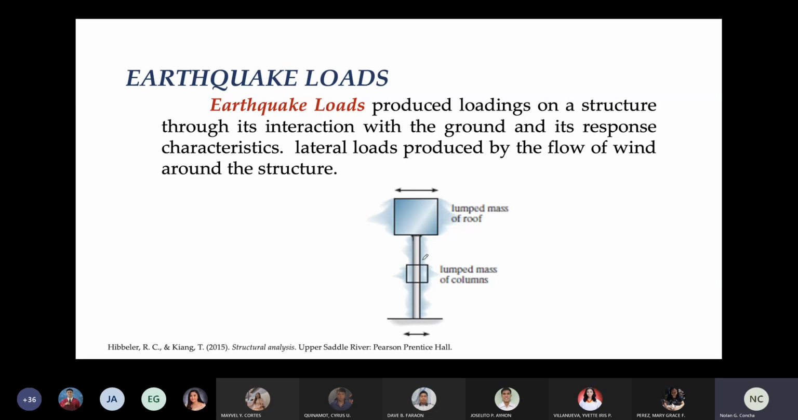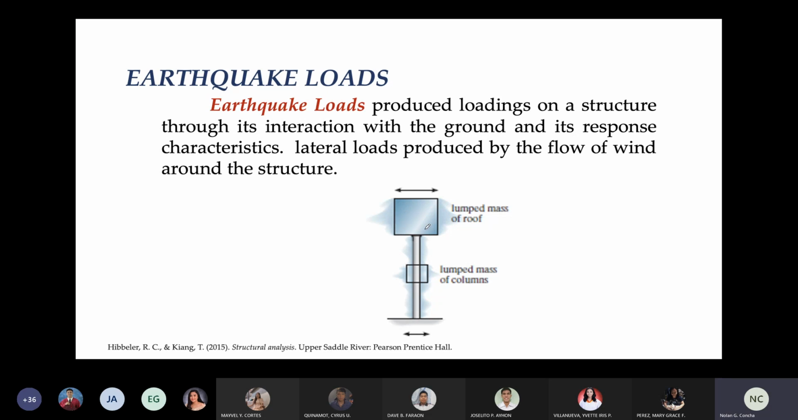How about earthquake? Your earthquake loads is produced when a structure is subjected to ground motion. So this is actually in response to the movement of the ground. And that is due to earthquake. So if the ground will move, not only horizontally, but there is also vertical movement of the ground, then the structure will sway. And there are imaginary lateral forces imposed to the structure due to the ground motion.